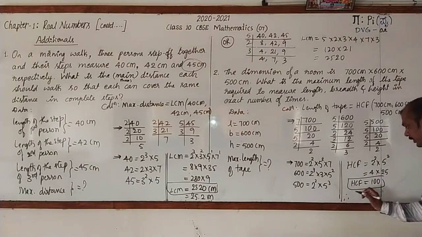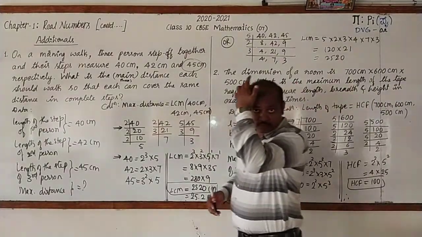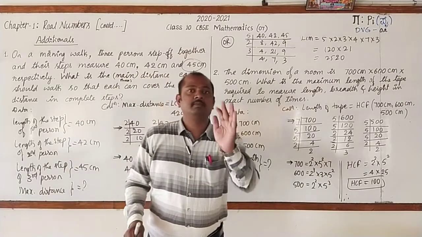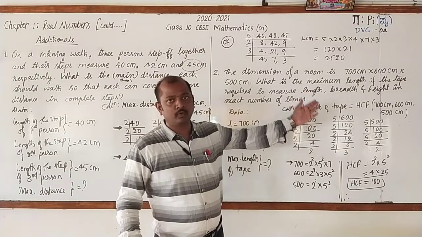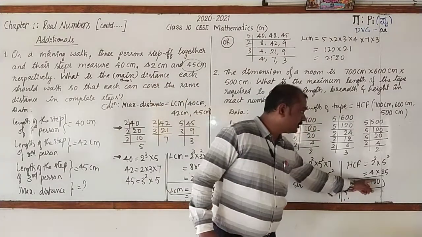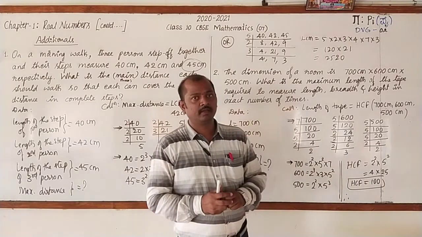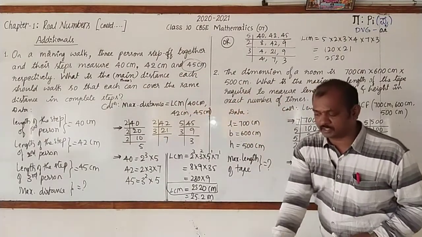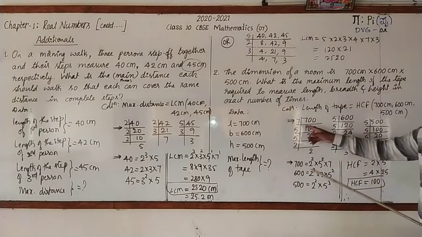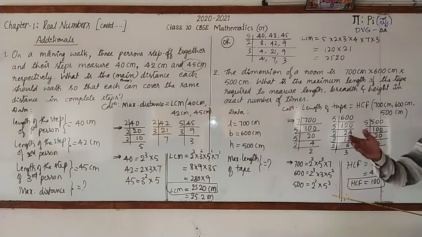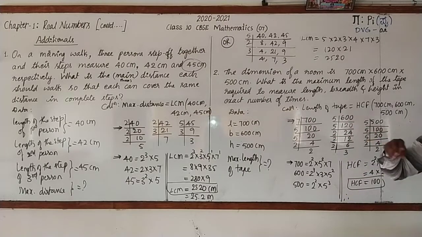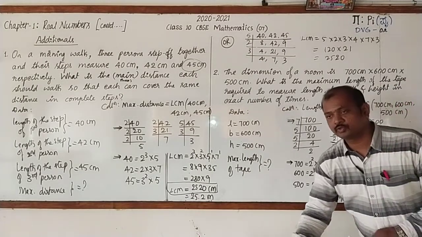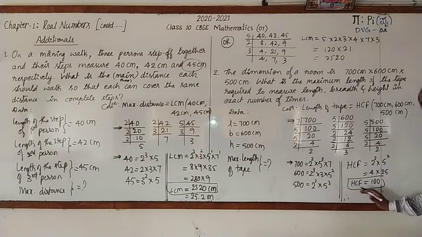Okay. Now you can go for writing the conclusion. What will you write? The maximum length of the tape required to measure the dimensions of a room in an exact number of times is 100 centimeter. Clear? If a 100 centimeter tape or scale is taken, then the length can be measured 7 times, since 700 by 100 is 7 times. Breadth 6 times and height 5 times. Clear? So now you will write the conclusion yourself.